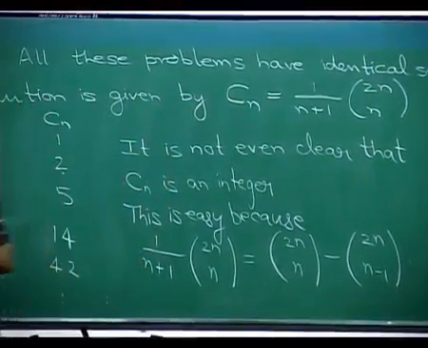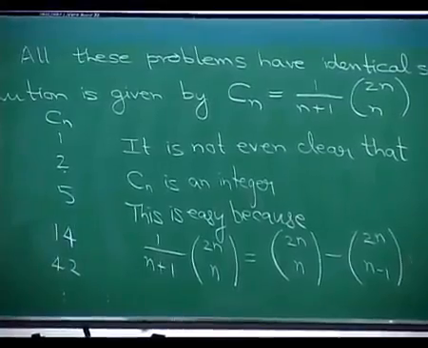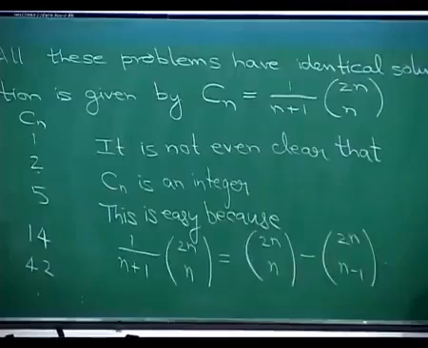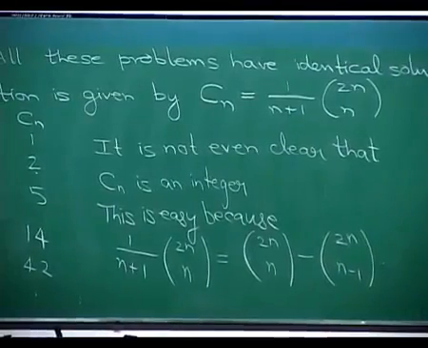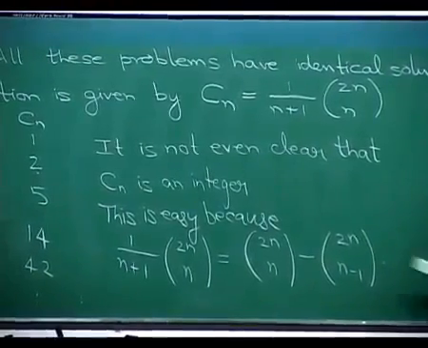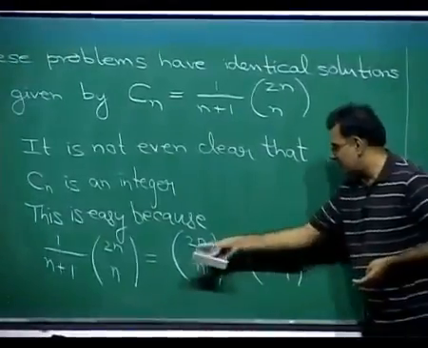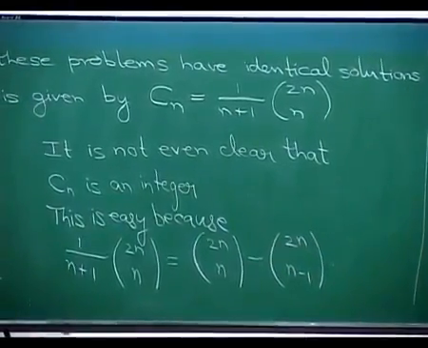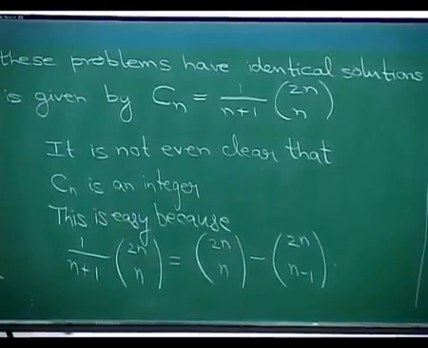But why is the solution given by Cn for the path problem? Now that uses a very pretty trick called the reflection trick. So let me explain that. And in that reflection trick, very naturally you will see that this is the answer to the path counting.